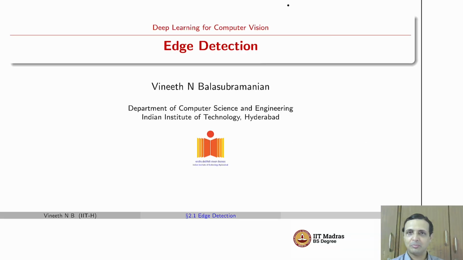Moving on from the previous set of lectures which introduced you to the basics of image processing, we will now move to the next segment, which is on understanding and extracting higher level features from images. So we'll start this with our first lecture on edge detection.